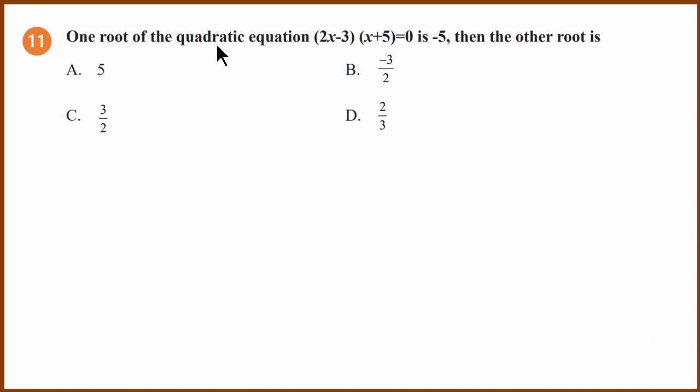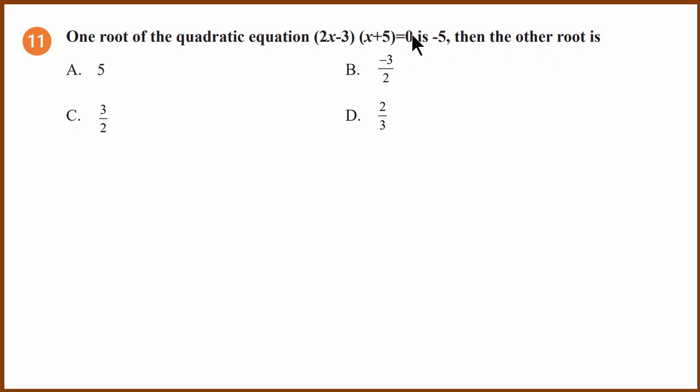One root of quadratic equation, which is a quadratic equation, ಇದು factor form ಇದೆ. This is in a factor form. 2x minus 3 multiplied with x plus y is 0. So this is in factor form. And they're saying one of them is minus 5. ಒಂದು ರೂಟು minus 5 ಆಗಿದೆ. What is the other root?